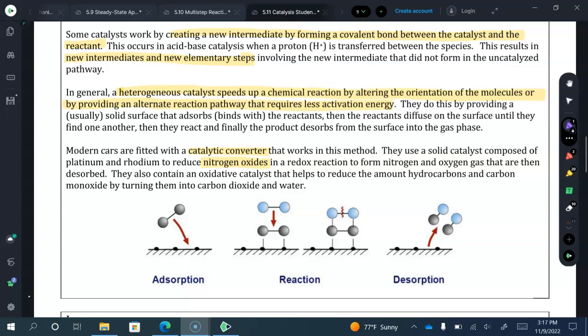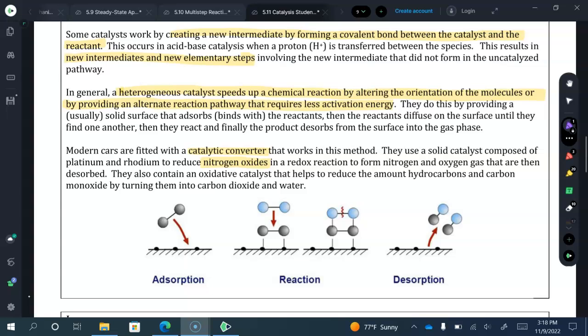Modern cars are fitted with catalytic converters that work in this method. They use a solid catalyst that's composed of platinum and rhodium. That's why catalytic converters are super expensive and people like to steal them. They reduce nitrogen oxides that are produced in the fuel burning process in a redox reaction to form unreactive nitrogen and oxygen gas that are then desorbed.